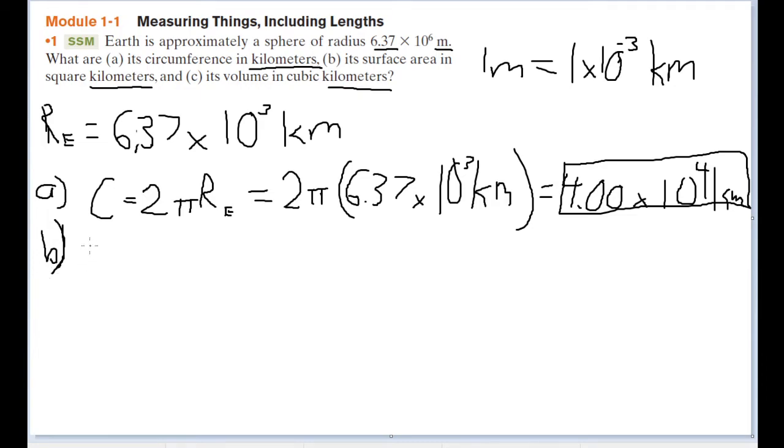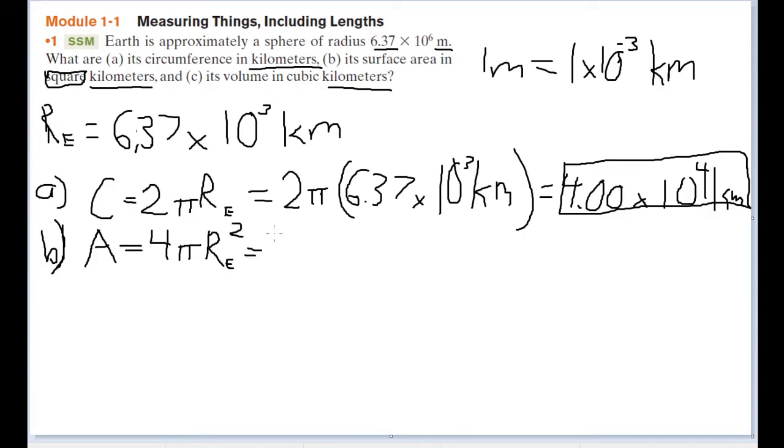Anyways, though, let's move on to part B, where we're asked to find the surface area in squared kilometers, which is an important detail right there. But how do we find the surface area? Another important math, geometry, whatever you like to call it, formula: the surface area of a sphere is equal to 4 times pi times the radius squared. So that's r sub e squared.